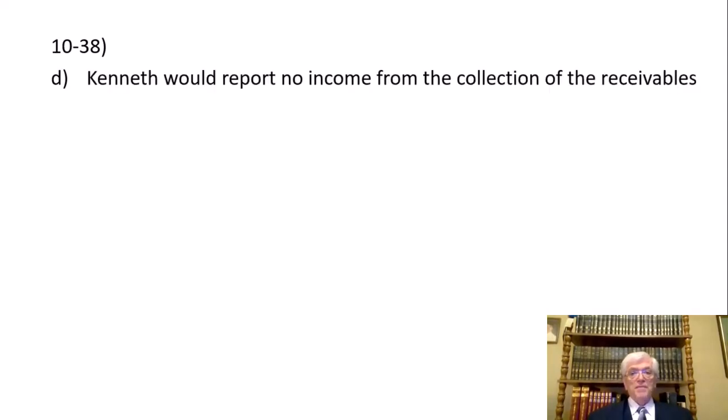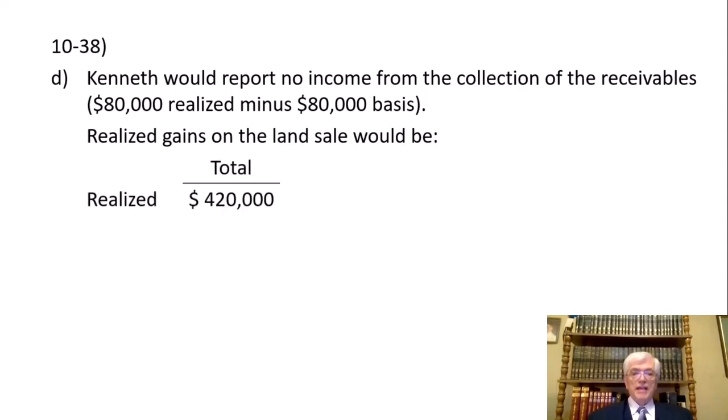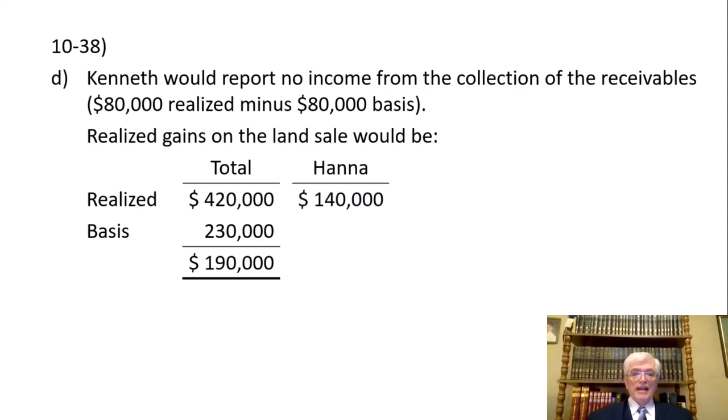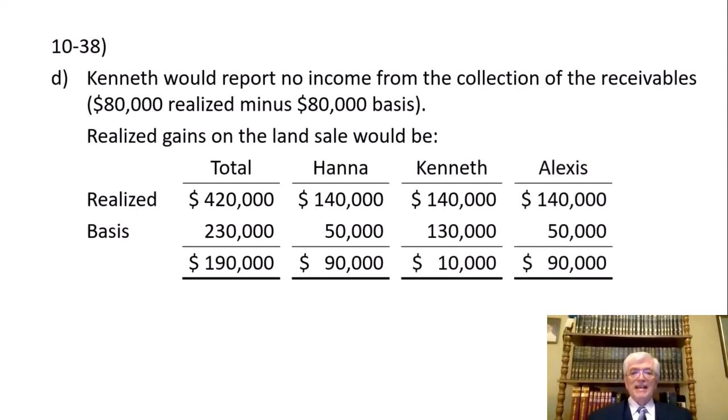Kenneth would report no income from the collection of the receivables because his basis is already $80,000. $80,000 realized minus $80,000 basis equals 0. Realized gain on the sale of the land would be amount realized, $420,000, basis $230,000, total gain $190,000. Hannah gets 90 of that, Kenneth gets 10, and Alexis gets 90, same as Hannah. So there's your $190,000. Only 10 of that goes to Kenneth as a 1231 gain.